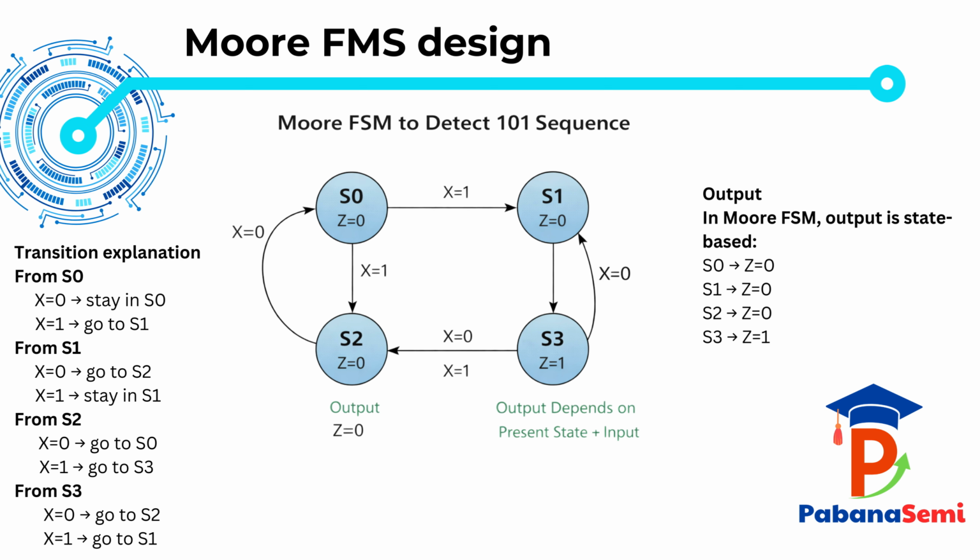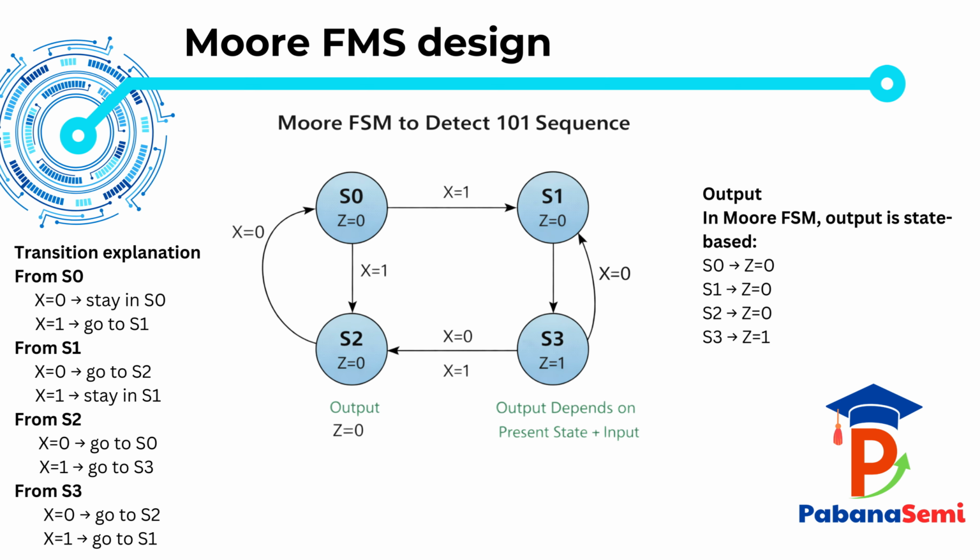From S2, if the input is 0, the machine goes back to S0, because the expected pattern is broken. If the input is 1, it moves to S3, which means the full sequence 101 has been detected. Now from S3, if the next input is 0, the machine moves to S2. If the input is 1, it goes to S1. This allows the FSM to continue checking for overlapping patterns.